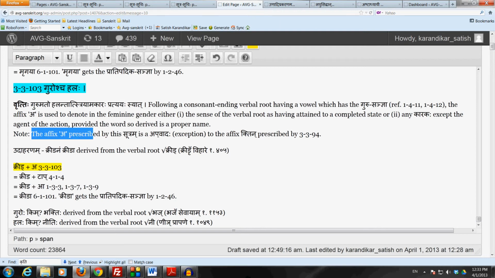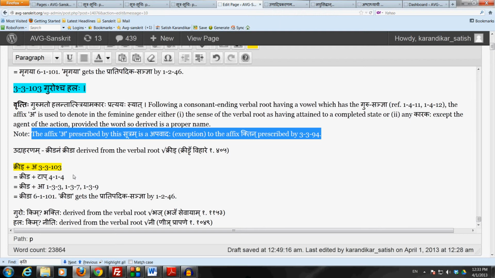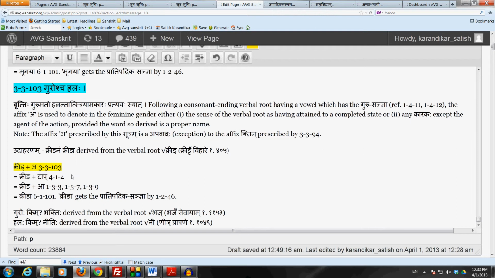The remaining derivation is straightforward. We then bring the affix stap in the feminine gender by 4.1.4 ajadyatashtap. So we get krida plus stap. Anubandha lopaha: the ending pakara gets it sanya by halantyam, takara gets it sanya by chutu. We remove both of them by tasya lopaha 1.3.9, and then we do savarna dirgha to get krida, which gets the pratipadika sanya by krit taddhita samasascha 1.2.46. This is how this sutram applies.